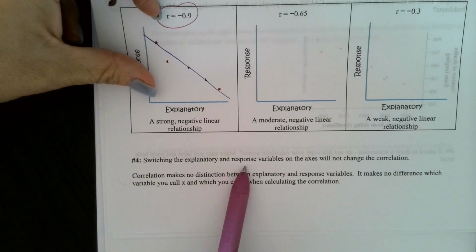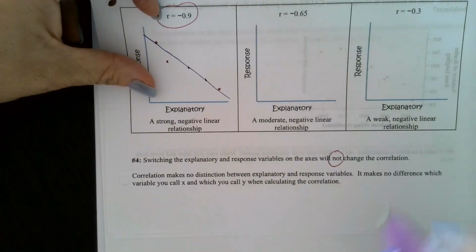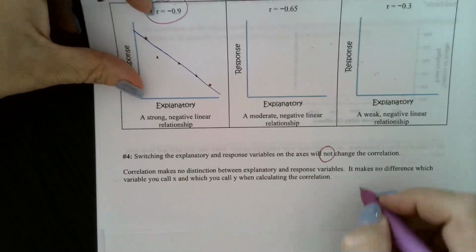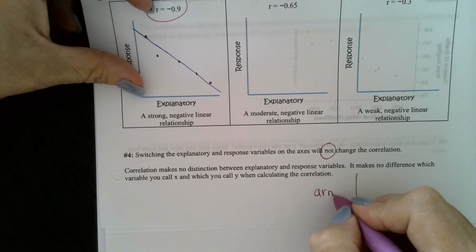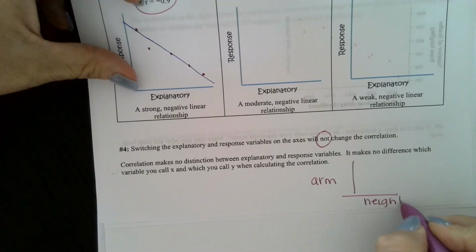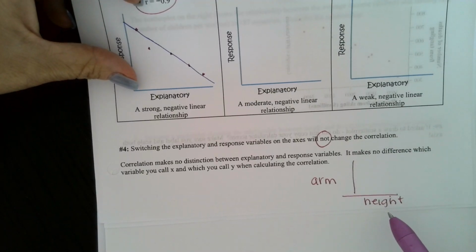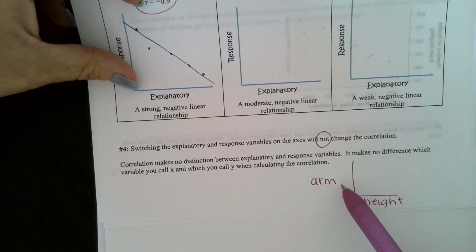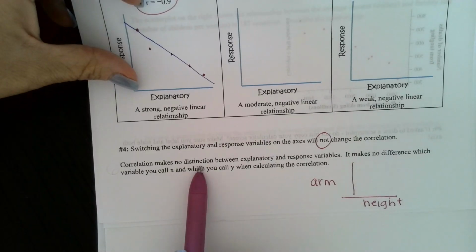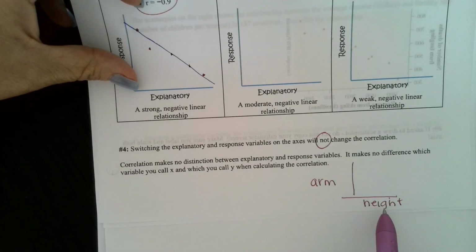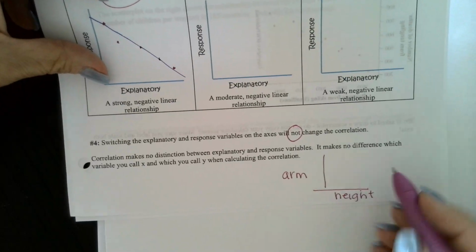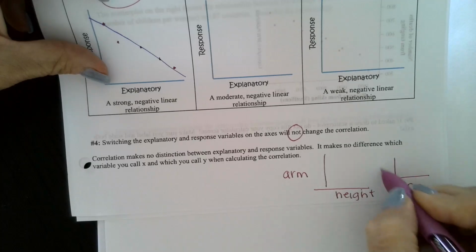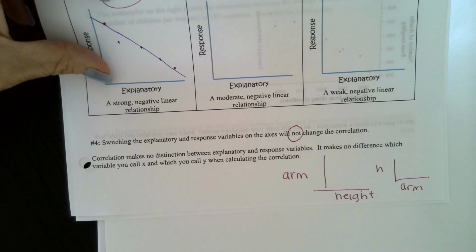All right, a few other little tips here. Switching the explanatory and response variables on the axes will not change the correlation. If I changed this and made this arm length and made this height, the slope of my line is going to change because of my arm and my height, but the correlation is not going to change. So correlation makes no distinction between these two variables. It doesn't matter what x is and what y is. It's going to give you the same r value if your variables were this way or if your variables were this way. Same r value gets popped out of both of those.